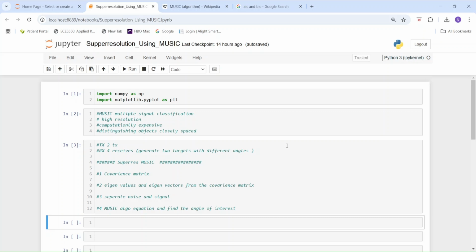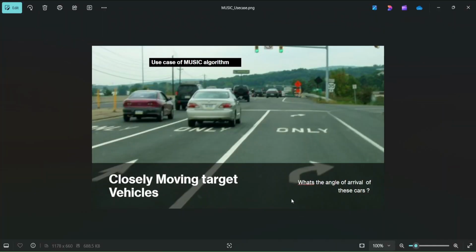Today we are going to work on multiple signal classification, MUSIC, and we are going to see, if we have multiple targets closely spaced, whether this algorithm can resolve those targets. Resolving means finding those angles, okay? So just giving you an example right here.